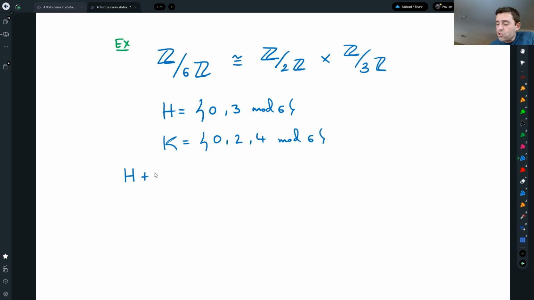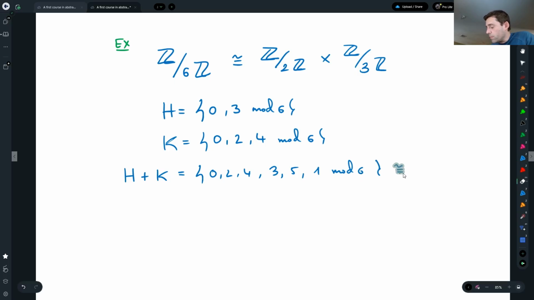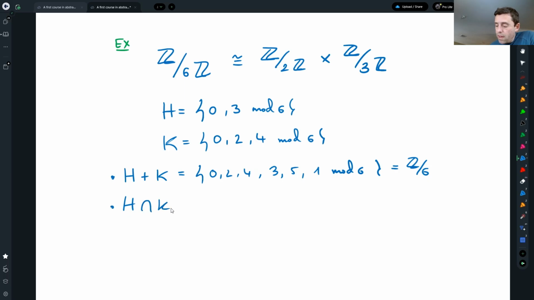And now you can see that H times K, the star now is addition. So how much is H plus K? All the possibilities are 0, 2, 4, or if I add 3: 3, 5, and 4 plus 3 is 7, which is 1. So I get everything. So this is not just isomorphic, but exactly equal to Z modulo 6. H intersect K is just 0, and anything in H and anything in K commute because Z modulo 6 is abelian.